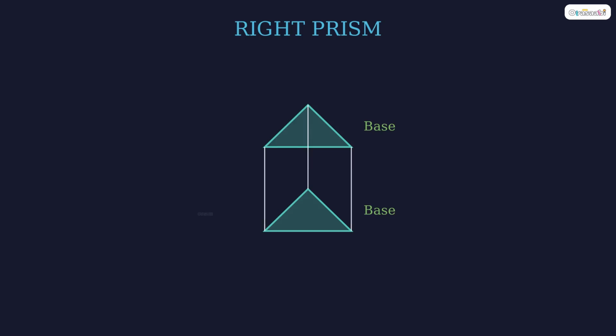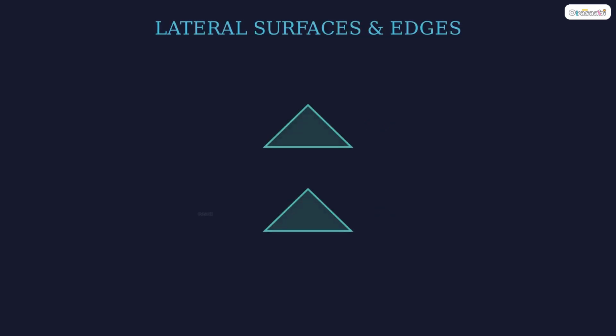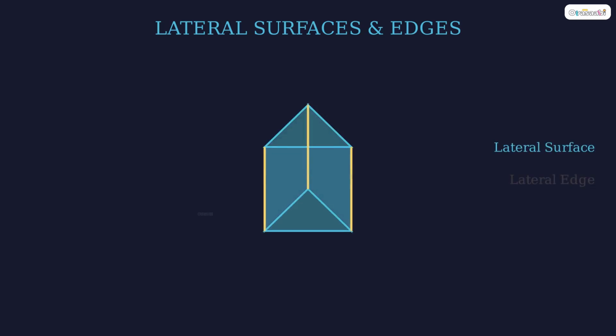These bases are parallel, and the side faces connecting them are all rectangles standing straight up. The rectangular faces on the sides are called lateral surfaces. The edges where two lateral surfaces meet are called lateral edges. Notice every lateral edge is vertical, standing straight up.